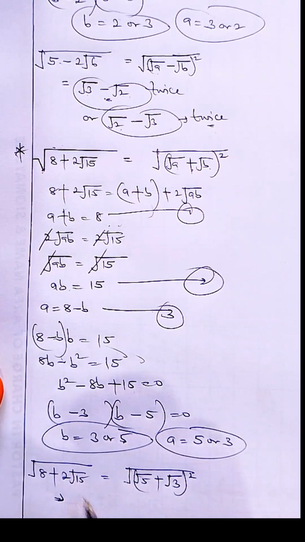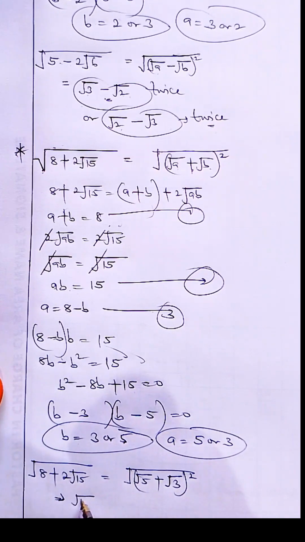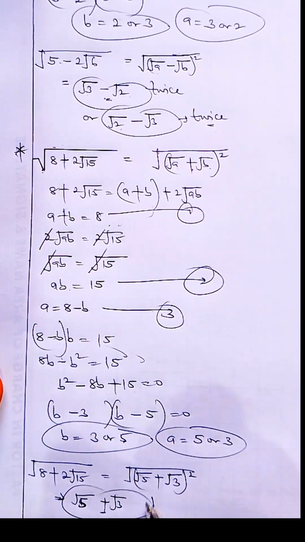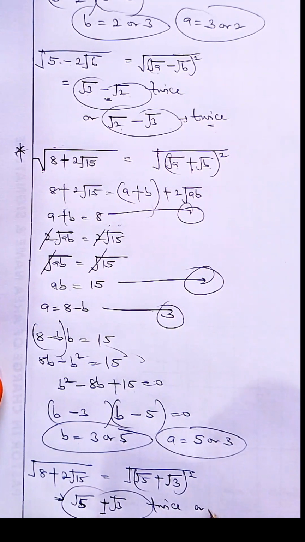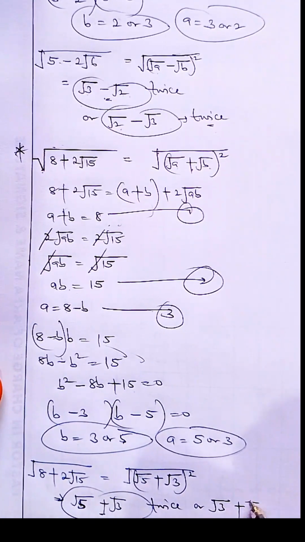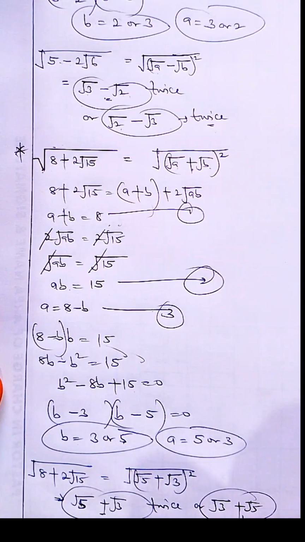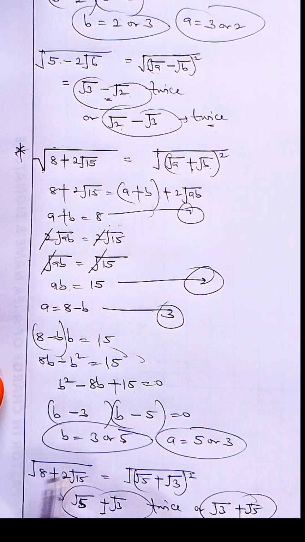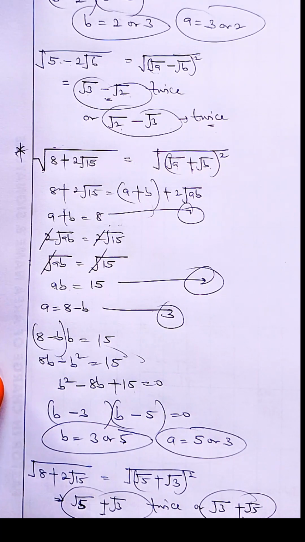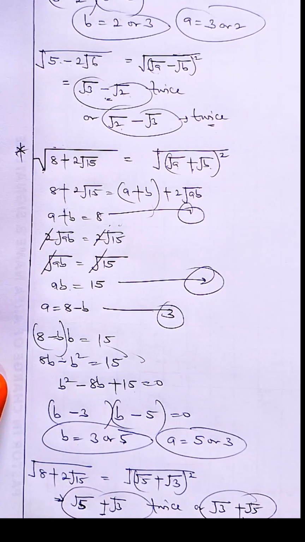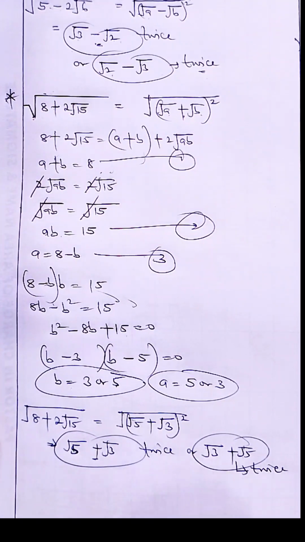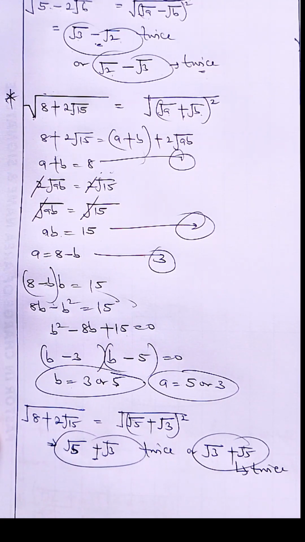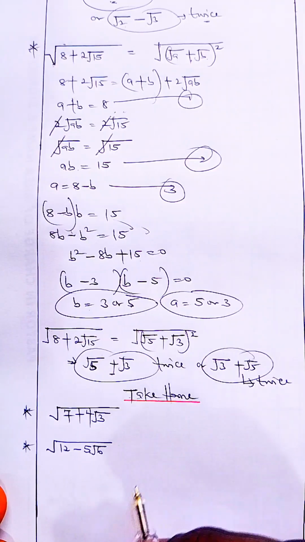So our final answer, as you can see, is root 5 plus root 3 twice, or root 3 plus root 5 twice. If you square this now, you will get 8 plus 2 root 15. If you square this, you also get 8 plus 2 root 15. So that's just it. You square this, you get your final result. So that's that.